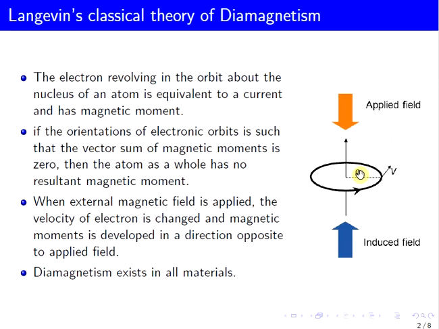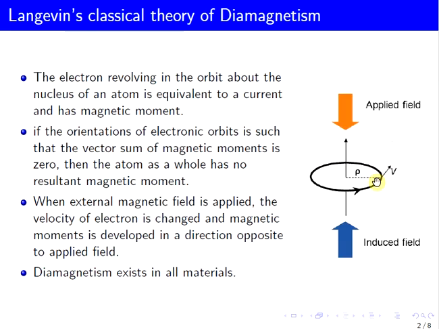But when we apply an external magnetic field, the velocity of the electrons is changed and a magnetic moment can develop in a direction which opposes the applied field. This is in accordance with Lenz's law. When the magnetic flux linked with an electric circuit, and this is analogous to an electric circuit, is changed, an induced current is set up in such a direction that it opposes the change in flux. The induced field will always be opposite to the applied field.